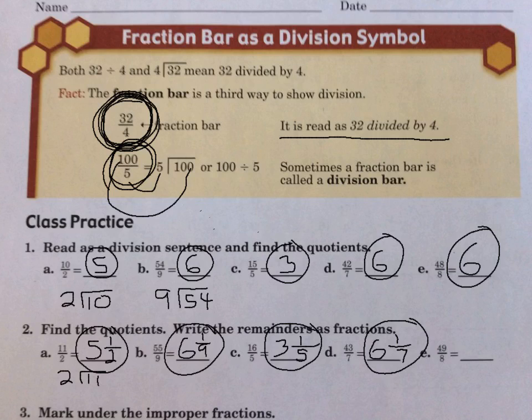E, 49 divided by 8. 8 goes into 49 6 times. 8 times 6 is 48. So we're going to be left with 1 over 8.